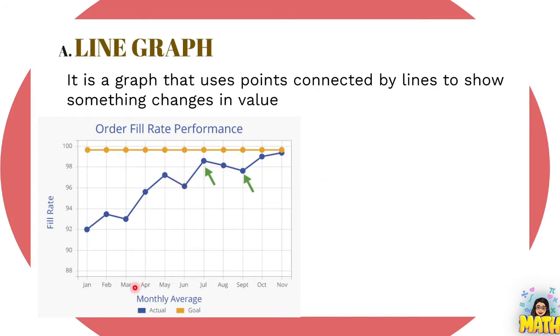In a graph, it is important to know kung saang axis nga ba natin ilalagay yung ating data. Importante na may label din ang ating horizontal and vertical axis at yung pinaka-title ng ating graph. This one is about order fill rate performance ng isang company. Dahil doon, mas madali nang iintindihan kung para saan yung graph na ito.